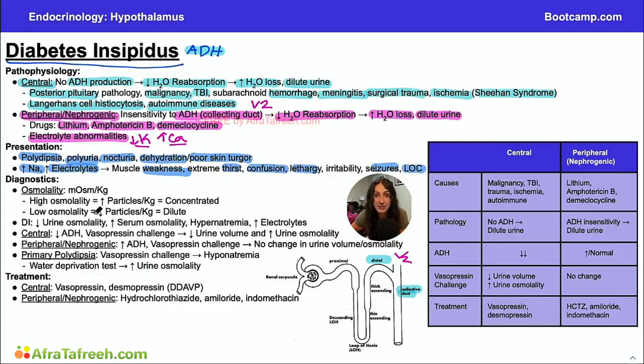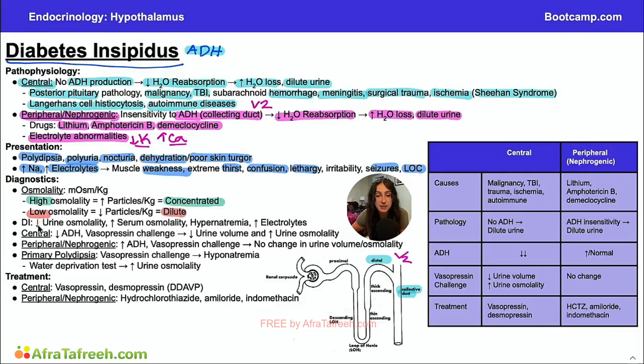If you think that you have diabetes insipidus and you're trying to diagnose it, we're going to use osmolality. Again, remember that high osmolality equals more concentrated. So I always like to think of osmolality corresponding to concentration. So increased osmolality, increased concentration. Low osmolality is going to equal less concentration, so more dilute.